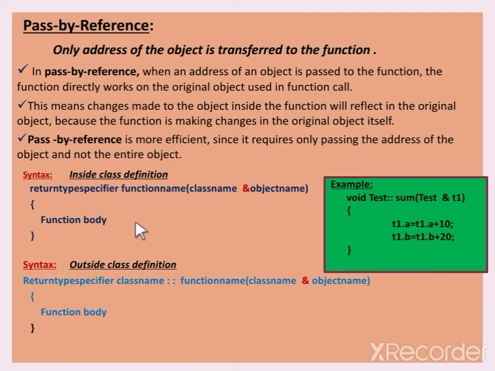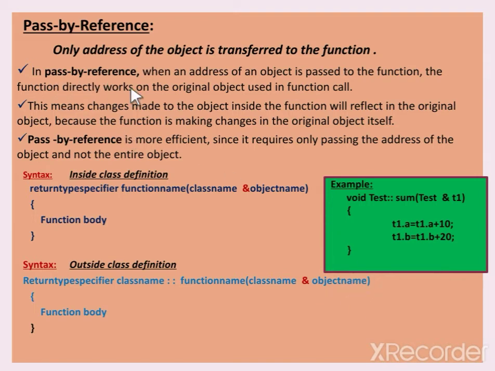See the syntax: return type specifier, function name, class name, ampersand, object name. That ampersand is the address of operator. Then the body of the function. Outside the class definition, it contains the scope resolution operator and function name with the class name and ampersand object name.